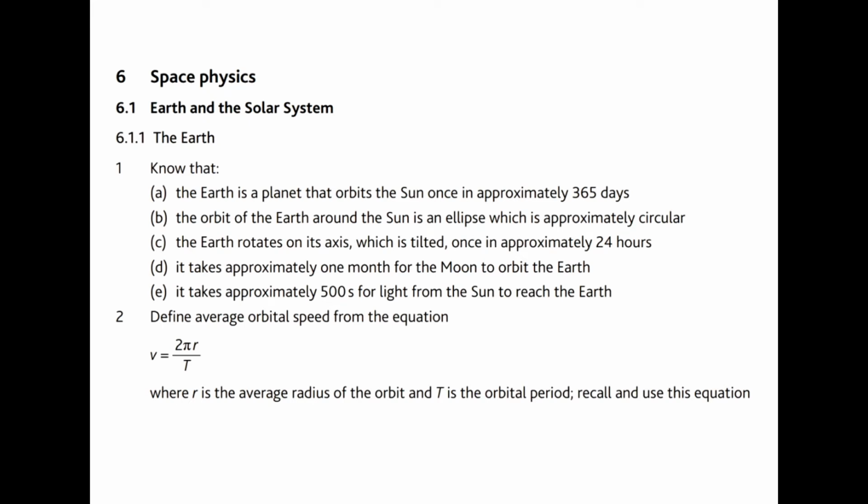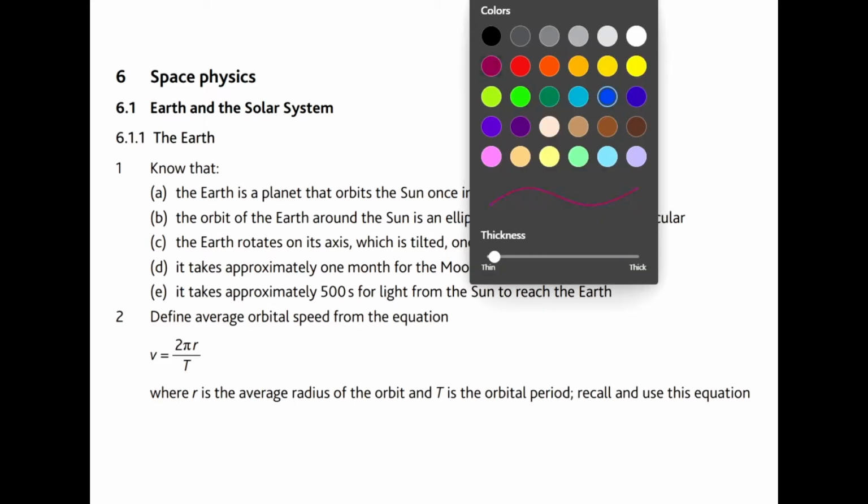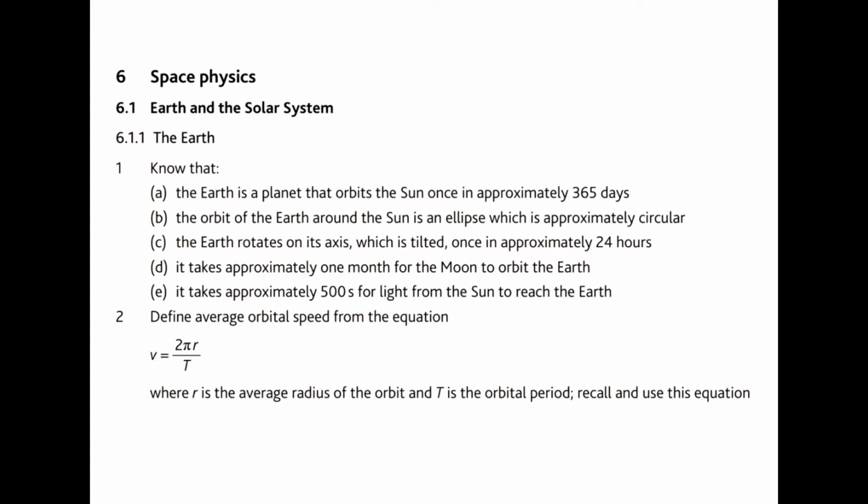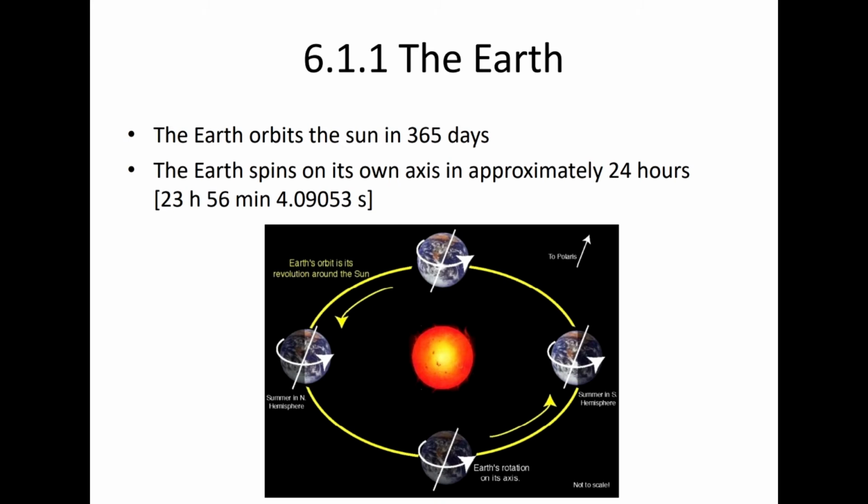Radioactivity, space physics. Alright, so in space physics, what we are supposed to do in our 6.1 according to the syllabus is this. We are supposed to have information about the Earth, what are the facts of the Earth, and how the orbital speed and orbital calculations take place. We'll also try to solve a numerical regarding that to understand how to use this equation. Let's move on to the next chapter.